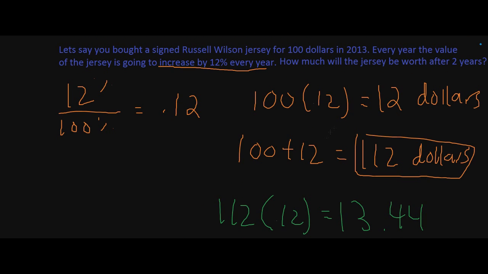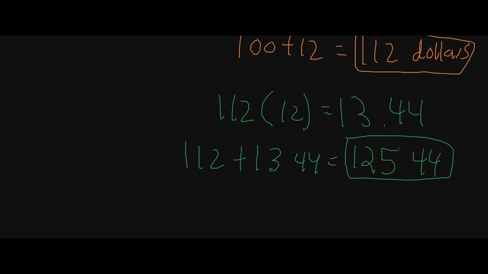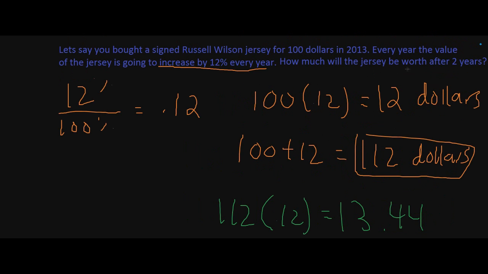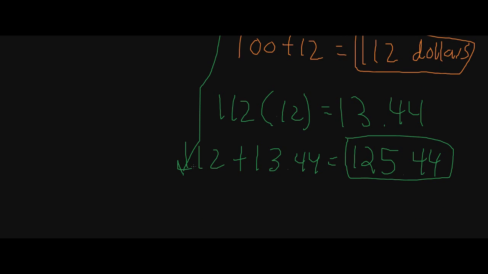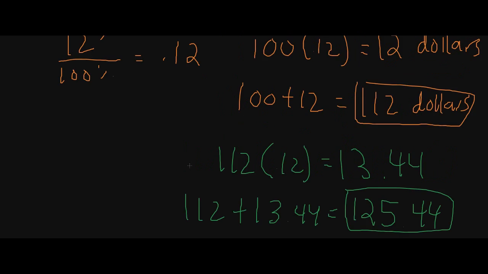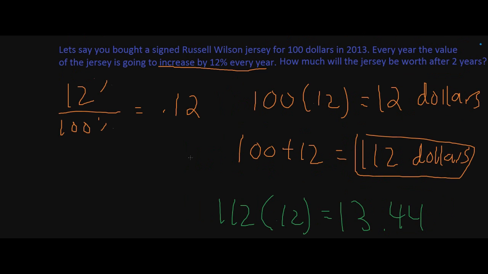Well, let's try to find a shortcut in doing this. And this is, again, where exponential functions come into play. Because what if I ask you how much a jersey will be worth after, I don't know, let's say 25 years? Having to repeat this entire process can get a little bit time consuming. So we want to find a way to go about it.